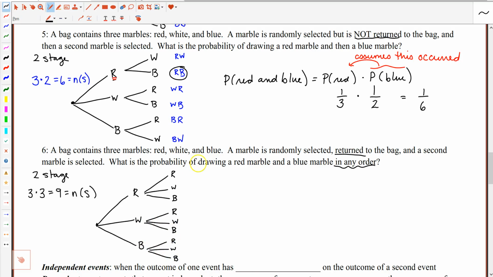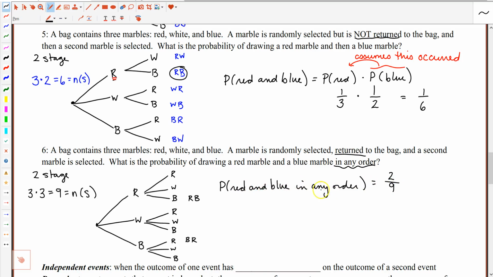Alright, so if I look at what's happening here, red and blue in any order. Well, there's a red and then a blue pull that happens right here, so I would want to count that. Here I pulled a blue marble and then I pulled a red marble, so I would want to count that. So I would want to count either of those in any order out of the 9 possibilities in my sample space. So the probability of a red and a blue in any order, out of the 9 possibilities in my sample space to satisfy it.